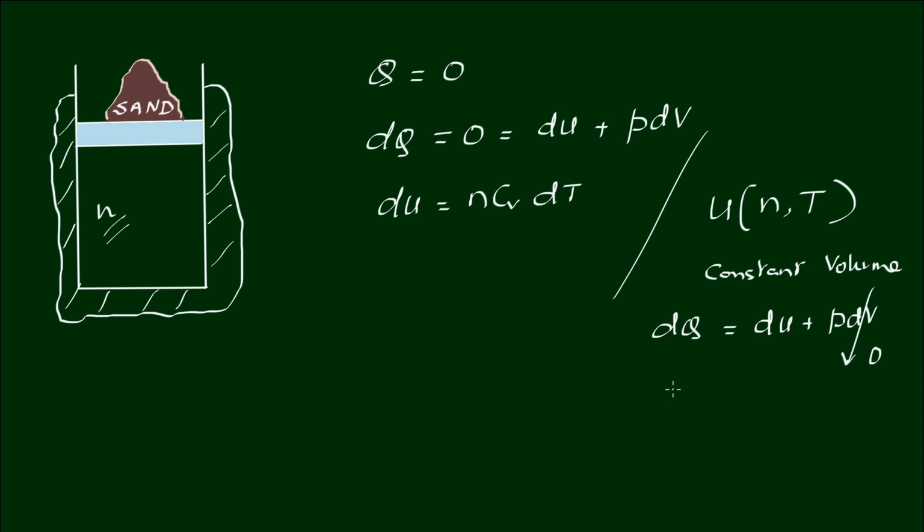Now we know one thing, 1 over n dq by dT is nothing but the molar specific heat. So this molar specific heat we are calculating at constant volume, so this is called Cv. According to this equation, it's also equal to 1 over n dU by dT, from which you get dU is equal to nCv dT. This tells us how the change in the internal energy depends on the change in the temperature.